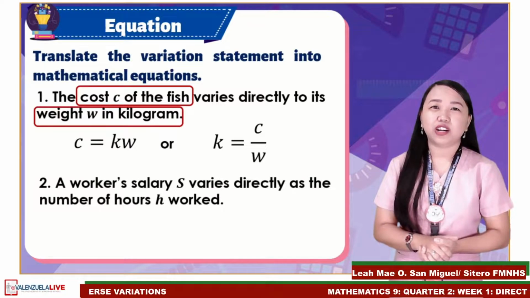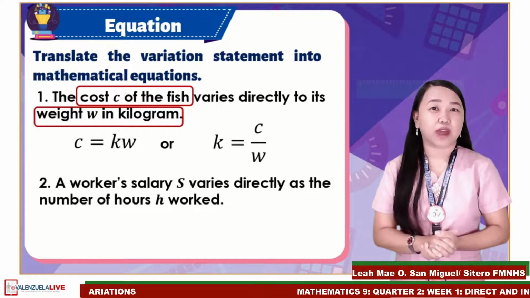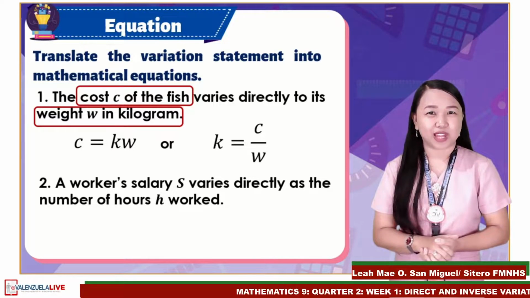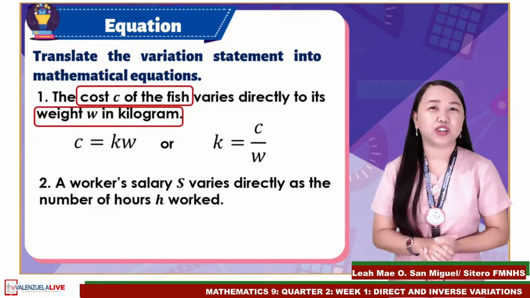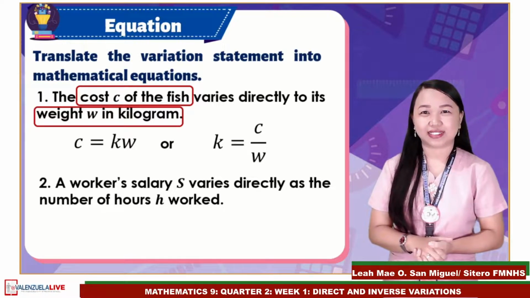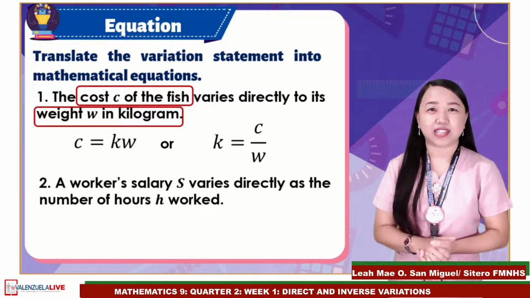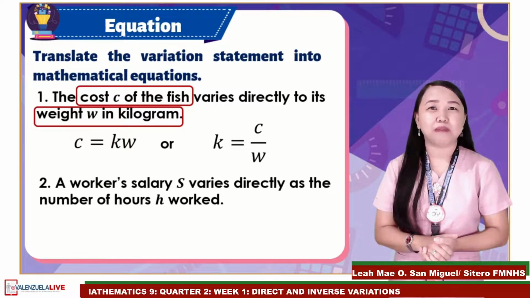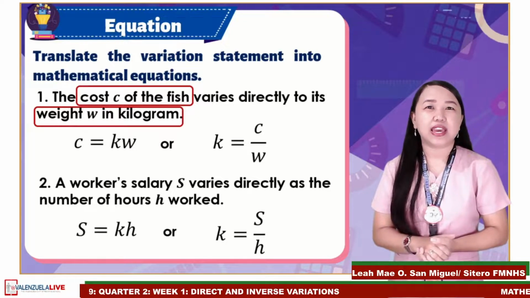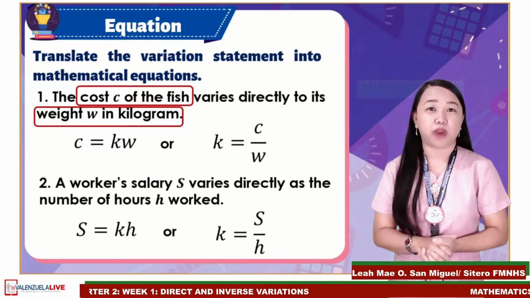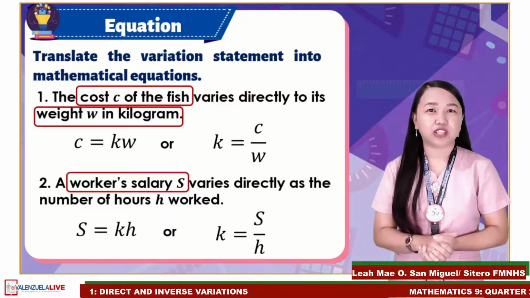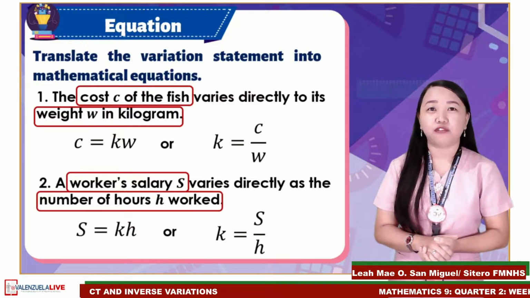Next, a worker's salary S varies directly as the number of hours he worked. So, what is the mathematical equation of this statement? Very good. This statement can be translated into mathematical equation as S is equal to KH or K is equal to S over H, where S is the worker's salary, K is the constant of variation, and H is the number of hours worked.